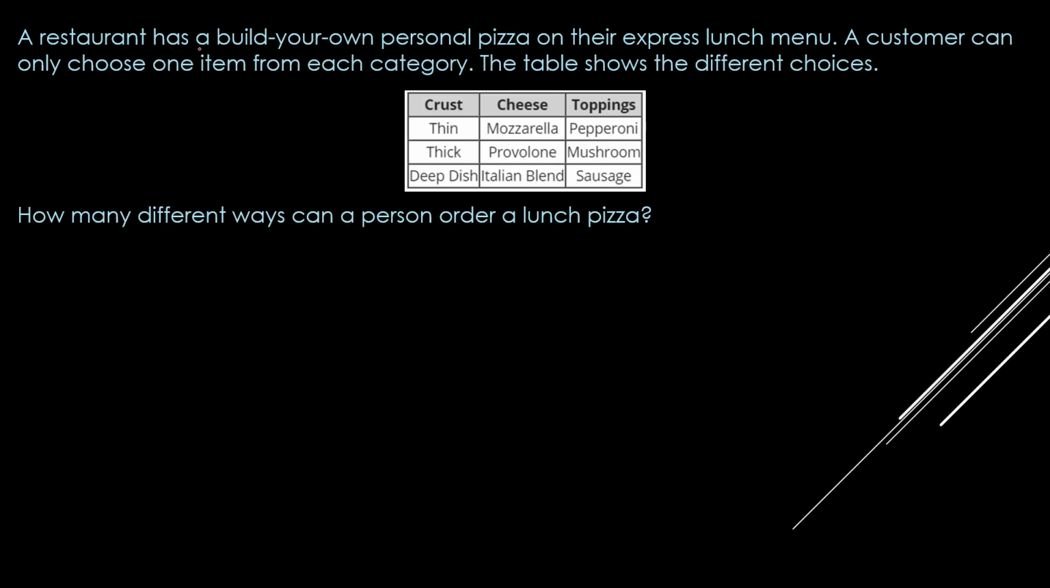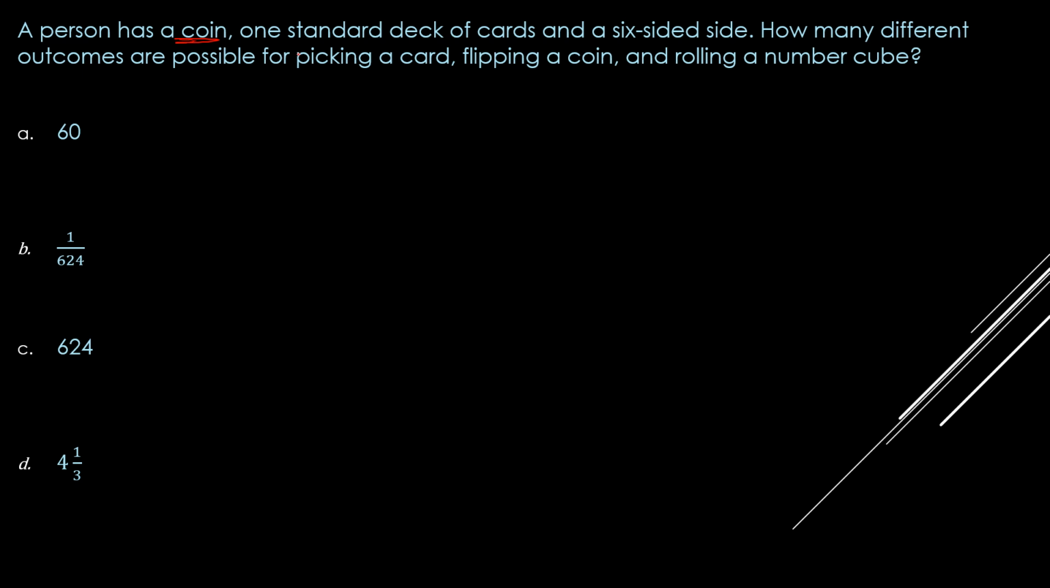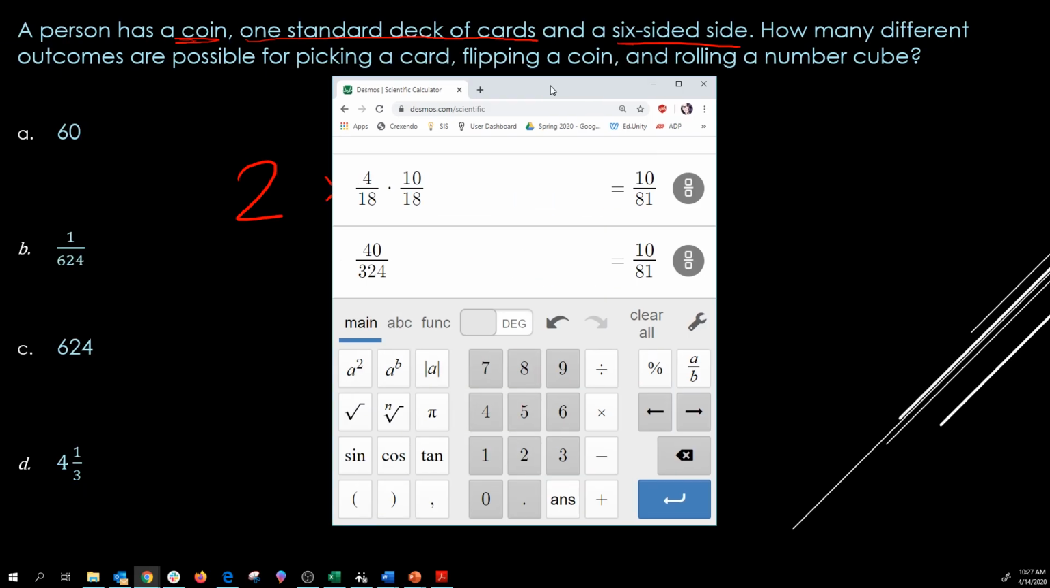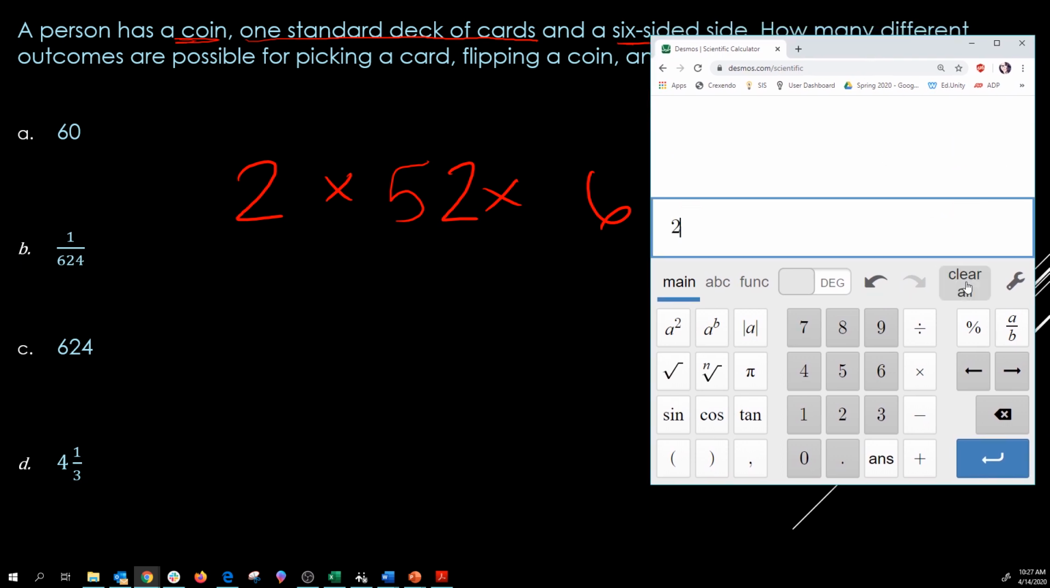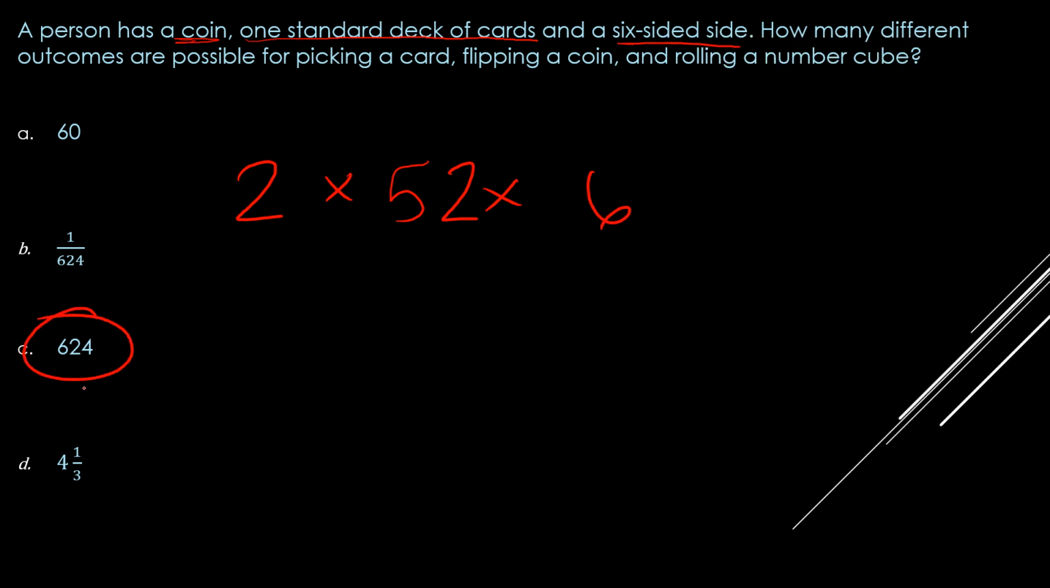So if I'm flipping a coin, a coin has two outcomes, right? I could land on heads or tails, so that's 2. A standard deck of cards has 52 total. And a 6-sided dice, well, that has 6 different outcomes. So all we need to do is multiply all of those together. And again, don't be afraid to use your calculator to help you out here. If I have 2 times 52 times 6, 624, which means that I would have 624 total possible outcomes.